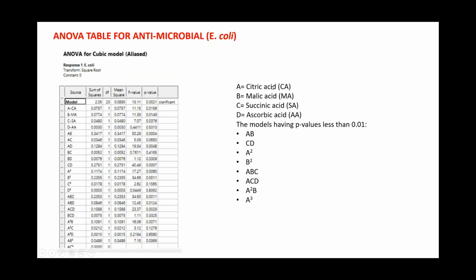So these are the different combinations of acids. Here A is labeled as citric acid, B is labeled as malic acid, C is labeled as succinic acid, and D is labeled as ascorbic acid. These are the various combinations in the model that showed a p-value less than 0.01. AB is the combination of citric and malic acid. CD is the combination of succinic and ascorbic acid. Like that, these were the combinations of different acids from the StatEase software.